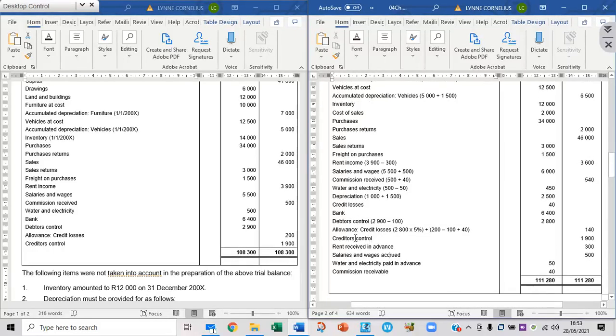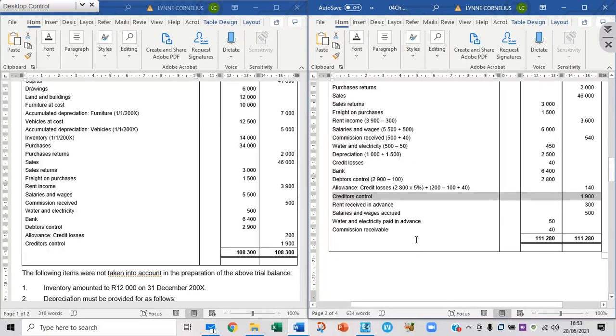Next one is creditors control. There was no change to creditors control, so you just carry that pre-adjustment balance over, and then we get our other new accounts that we have to add to the trial balance, and that is our income received in advance, our accrued expense, our prepaid expense, and our accrued income. There was a rent received in advance account, salaries and wages accrued, water and electricity paid in advance, and commission receivable or commission accrued.